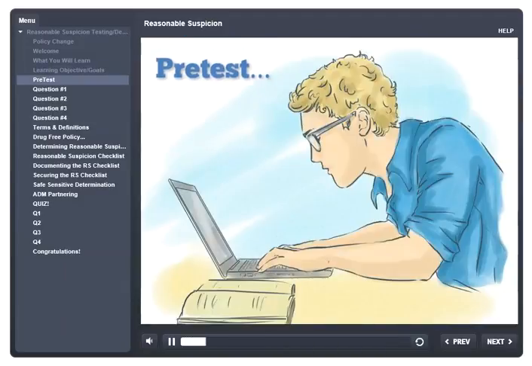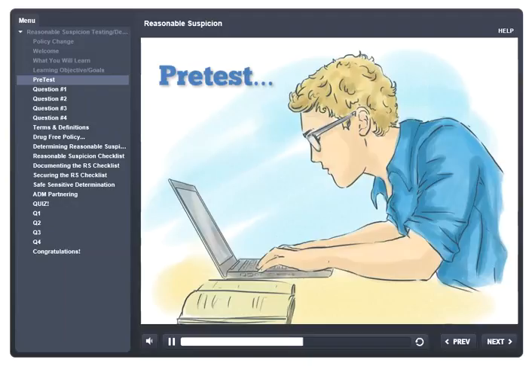Before we get into the details of this course, let's see how much you already know. There are 4 questions in this pretest. Your pretest score will not be recorded. Select Next to begin the pretest for this course.